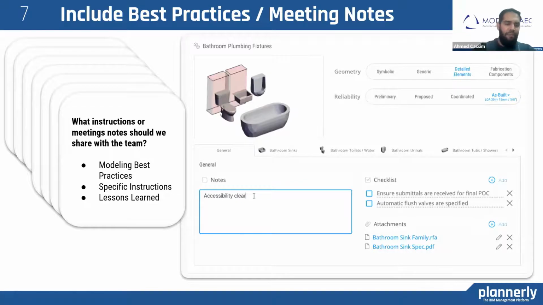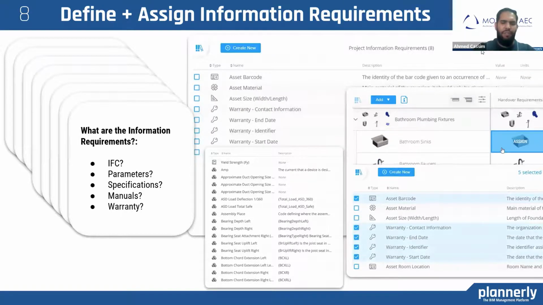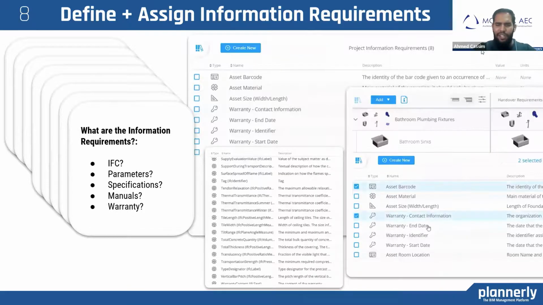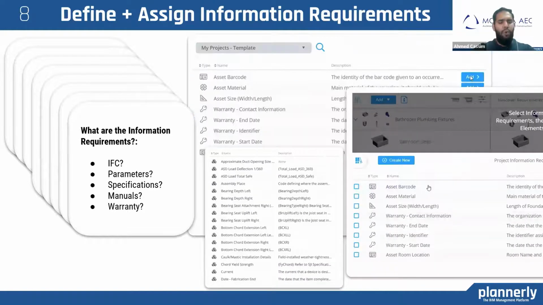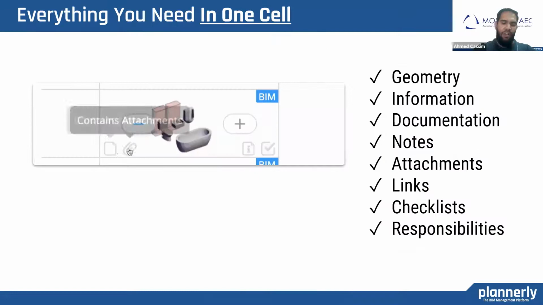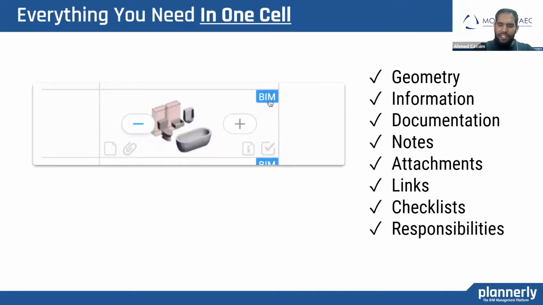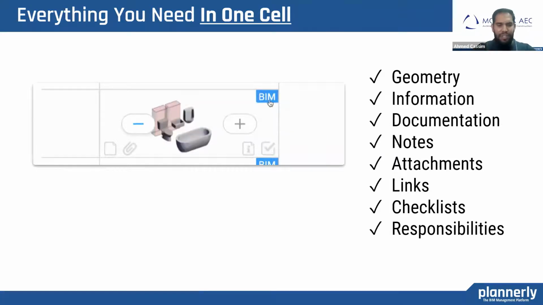And then define what information requirements. When you've got multiple parties involved and there's changes of information at a certain point in time, what is required? Is it a quantity that the estimator needs? Being able to find the standards you're following, is it an IFC parameter that is needed? We recommend that you have everything all in one place. So capturing all that information in one cell over here, we are able to have a lot of data and visually have it represented in a very condensed way. So everything from geometry, information, documentation, notes, attachments, links, checklists, and responsibilities in one place per cell of information.